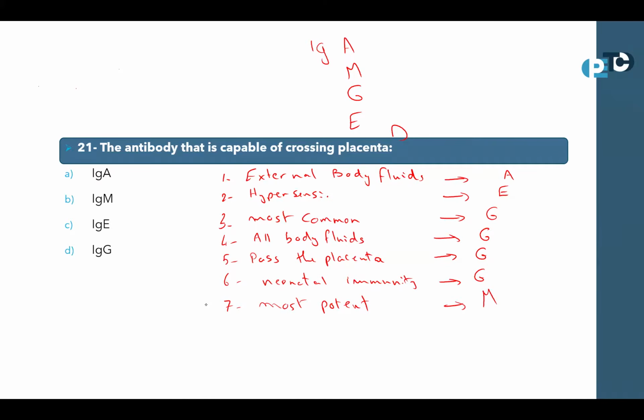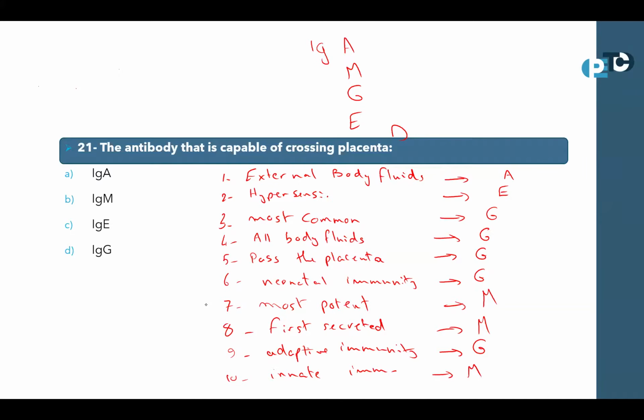The antibody first secreted when there is an infection is also M. The antibody responsible for adaptive immunity is G, while for innate immunity, it is M. Okay, those 10 notes are very important.